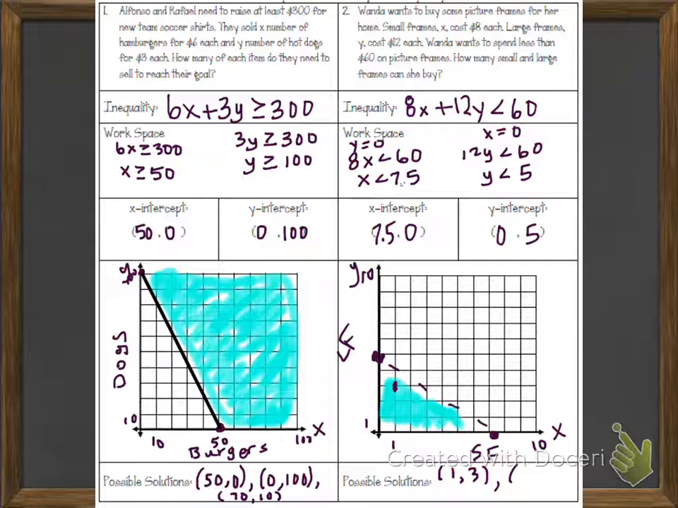She could buy 0 small frames and 2 large frames. That's going to be less than $60. Or she could buy 3 large frames and no small frames. And all of those would satisfy the inequality. Good luck on your other 4 problems tonight.